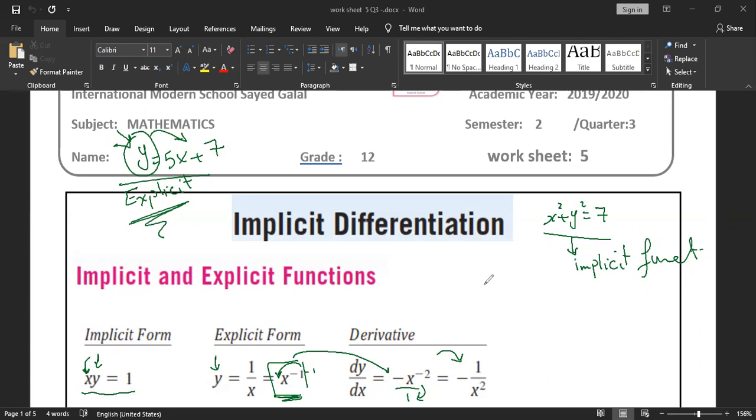I hope you understand the meaning of an explicit function, when we express one variable by using the other one. Implicit is when I don't express one of them by using the other, or we write both variables on one side, together, multiplying, as in this form.